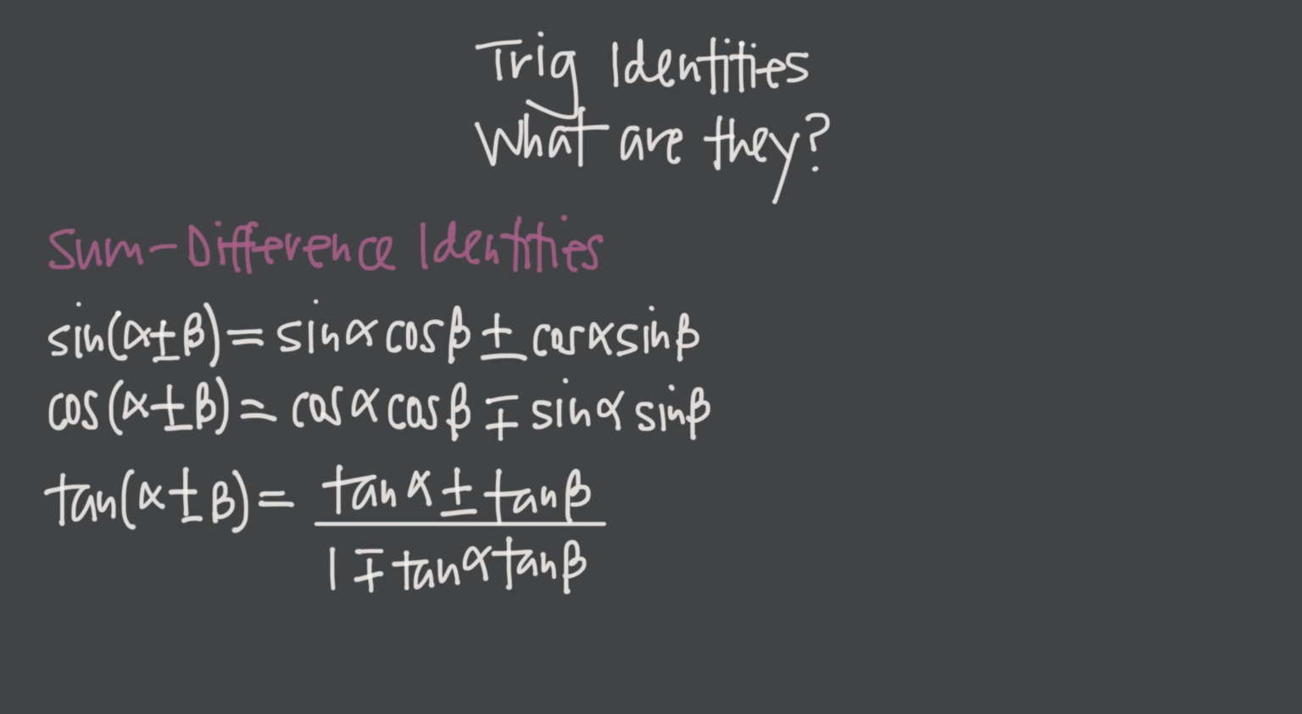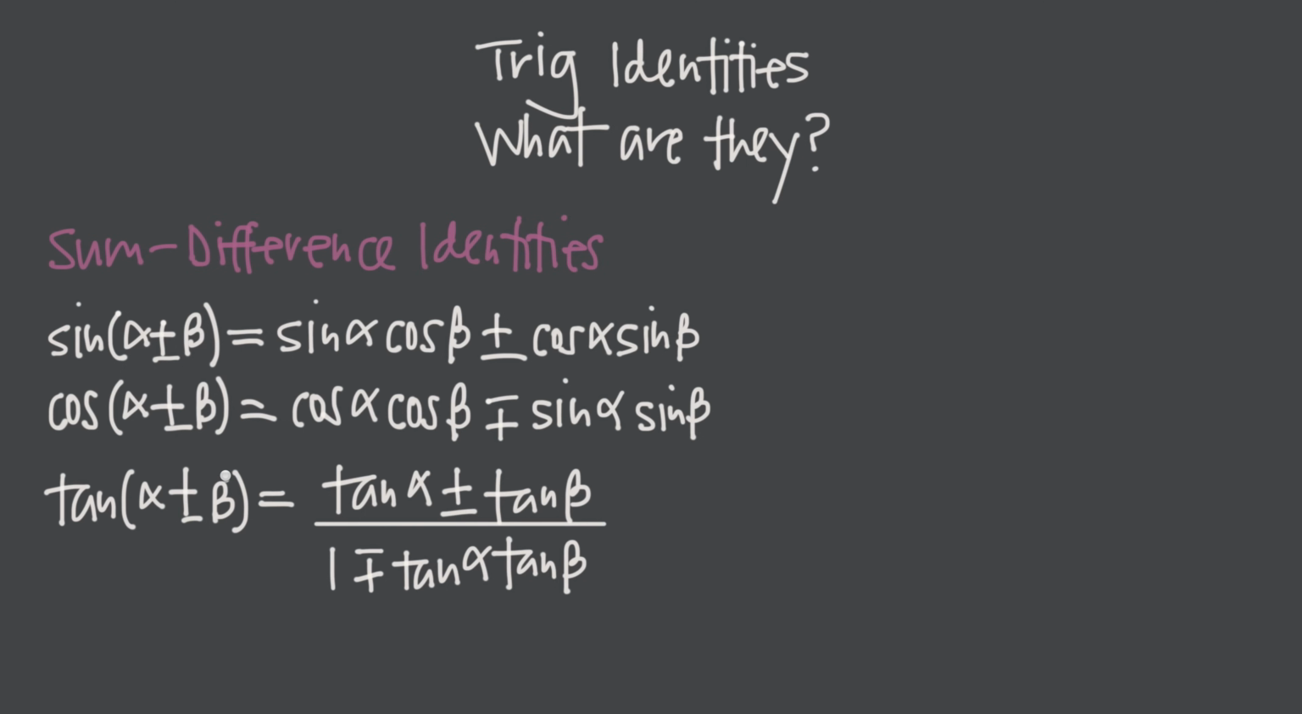The next set of identities are the sum difference identities, and they're called sum and difference because we're talking about how to take a sum like sine of alpha plus beta, so the sum being alpha plus beta, and expand it into something else, or the difference, sine of alpha minus beta, and expand it into something different. And these are the three identities that we have for sum difference identities. One is for sine, one cosine, one tangent.